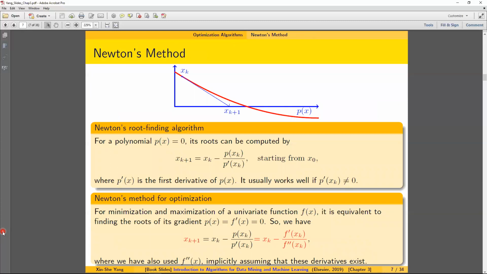Newton's method is indeed something that we already discussed. Remember that we said for a polynomial p(x) equal to 0, its roots can be computed by x_{k+1} equal to x_k minus p(x_k) divided by p'(x_k), and it starts from x_0. p'(x) is the first order derivative of p(x). Usually it shouldn't be 0.